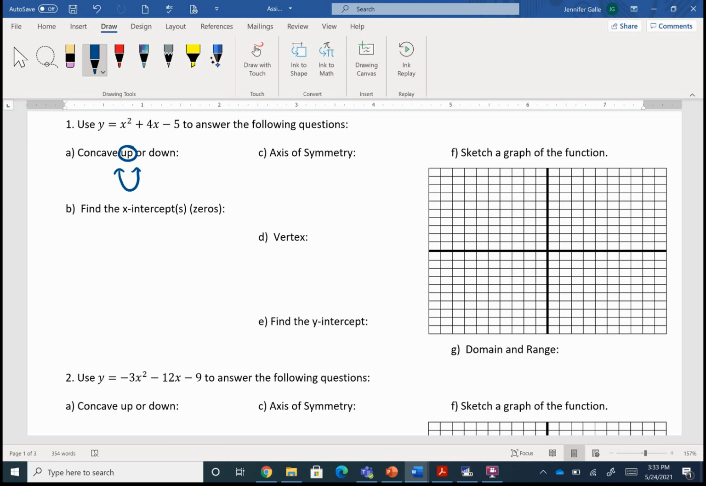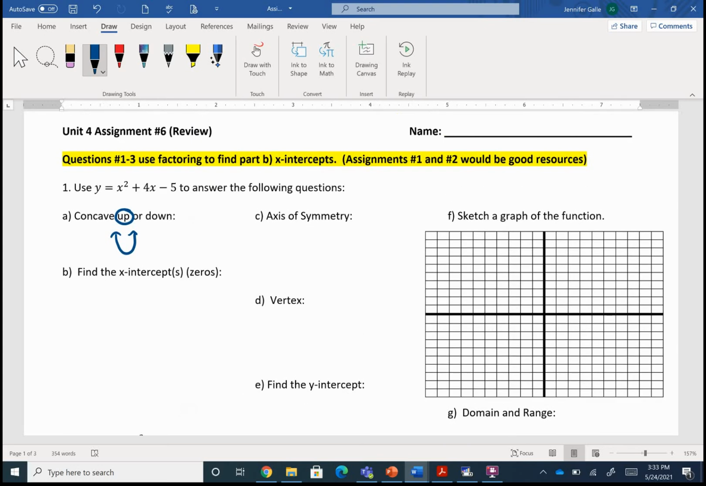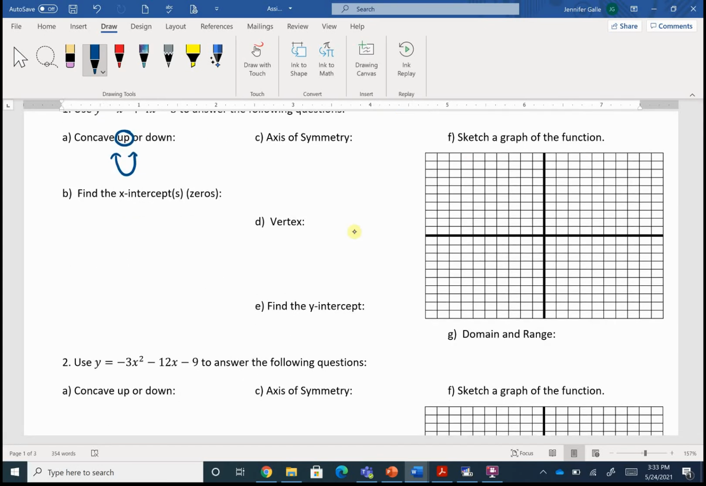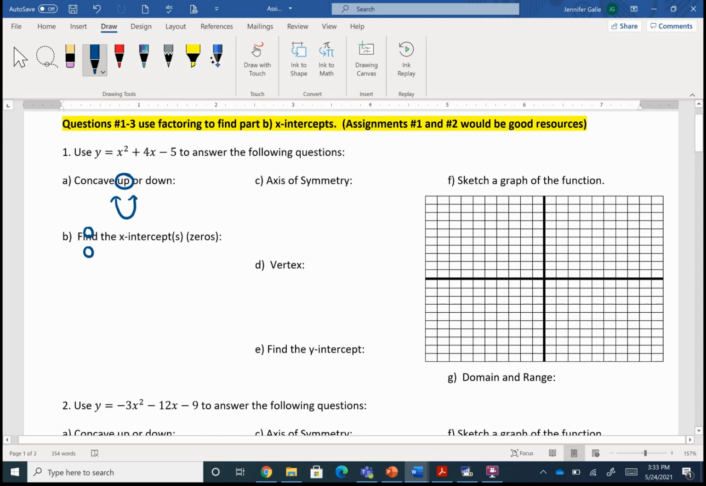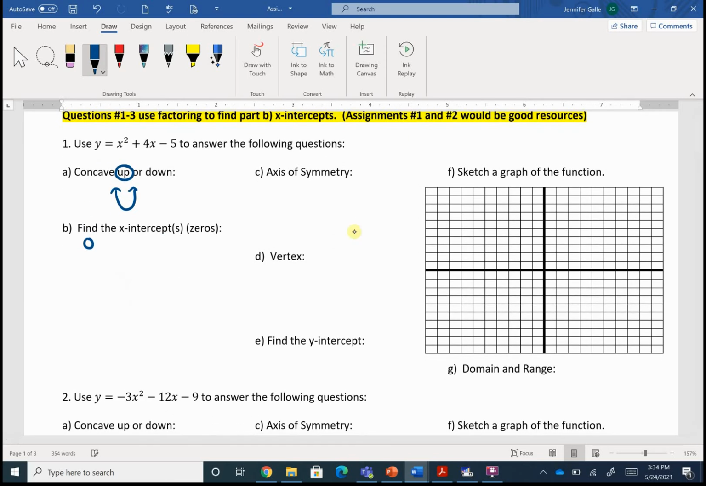Now to find the x-intercepts, we're going to use factoring. To find the x-intercepts, we have to put 0 in for y. We put 0 in for y. And then for the factoring piece, this one has just a plain x squared, so we can shortcut this one. I'm just going to make a little note here.